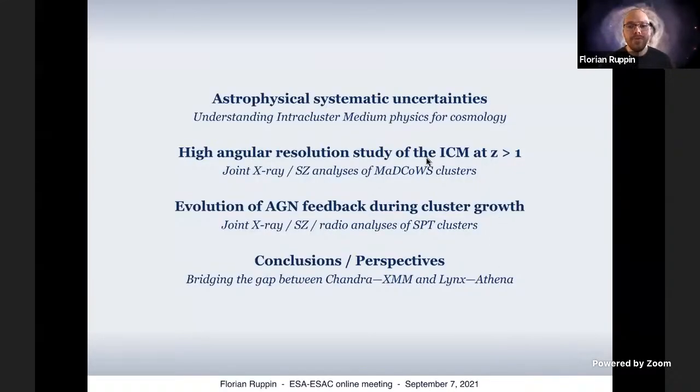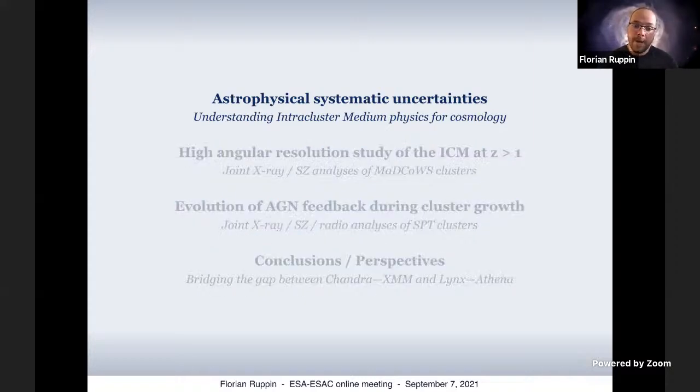So first, I'm going to briefly talk about some systematic uncertainties that are going to affect the next generation of cosmological surveys with clusters. Then I'm going to talk to you about the high angular resolution studies that we're doing targeting the ICM at redshift higher than 1 in the MATCAUS survey. And I will finish this talk by talking to you about the recent results on the evolution of AGN feedback during cluster growth in the SPT collaboration.